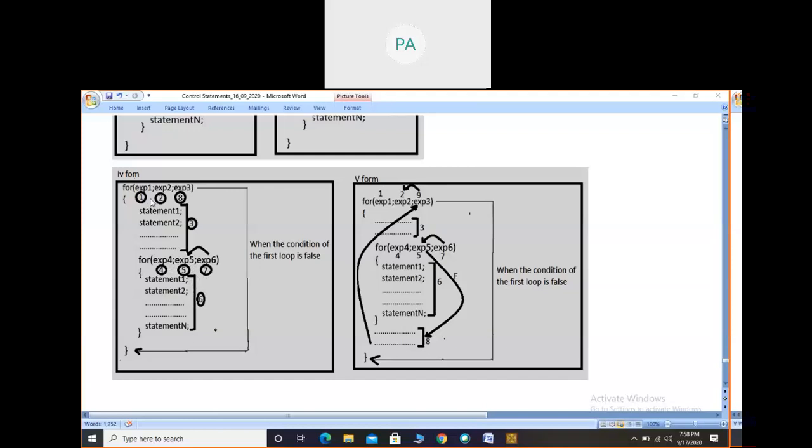So that we know. The extra thing in this form is, before it starts the second loop, some statements are present within the first loop. Those statements are executed, then it will come to the second loop. That thing you have to consider. So the first, second, third steps are execution of the statements related to the first loop. Fourth step is initialization of the second loop. Fifth step is checking the condition of the second loop. Sixth step is execution of the statements of the second loop. Seventh step is increment or decrement of the second loop.